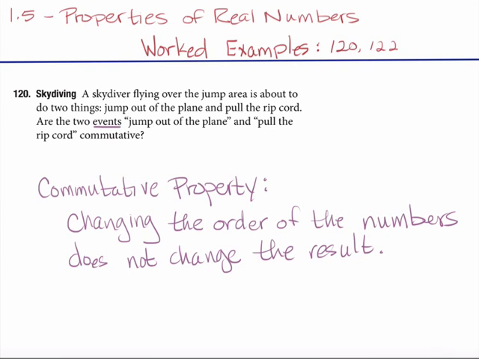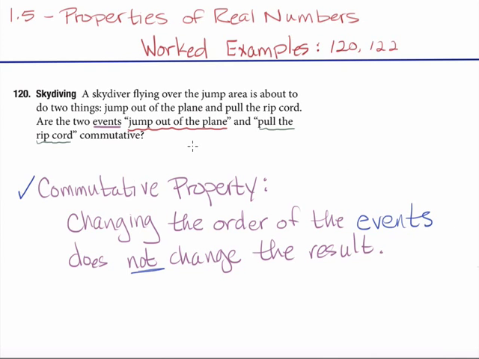Two different events. Jumping out of the plane is one event, and pulling the ripcord is another event. So we're not talking about changing the order of the numbers, we're talking about changing the order of the events. Does changing the order of the events change the result? If not, then the events are commutative. If changing the order of the events does change the result, then the events are not commutative.